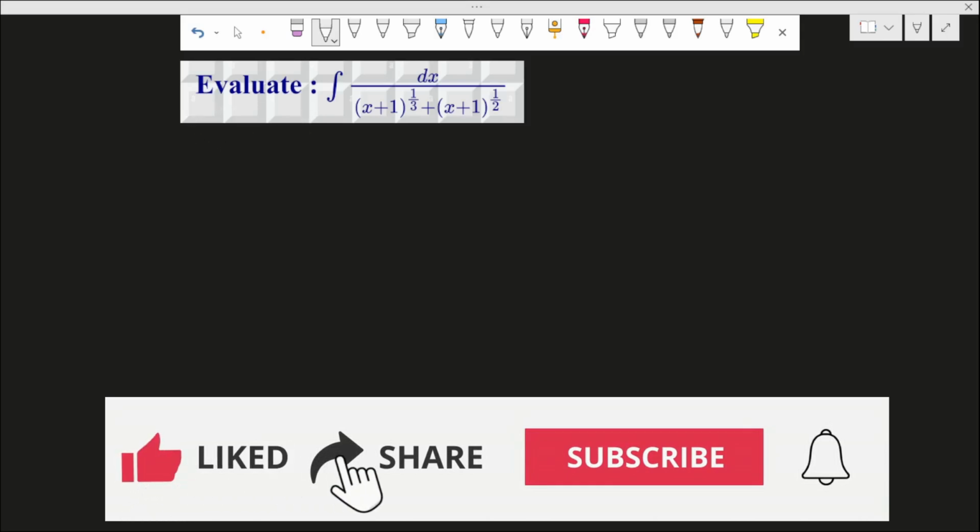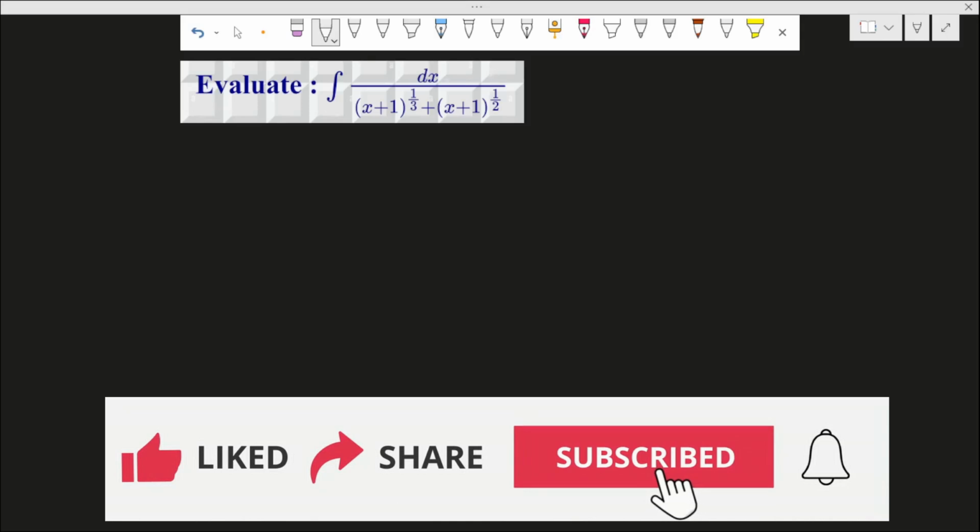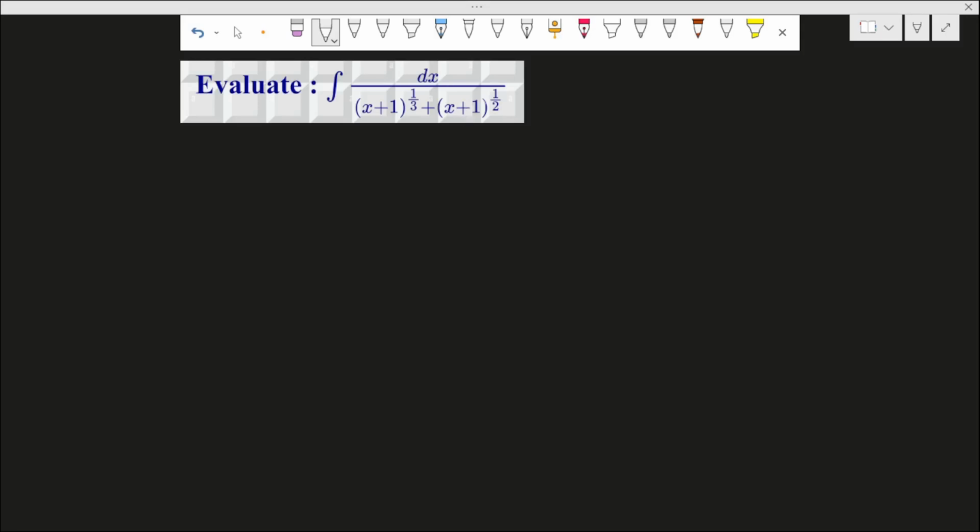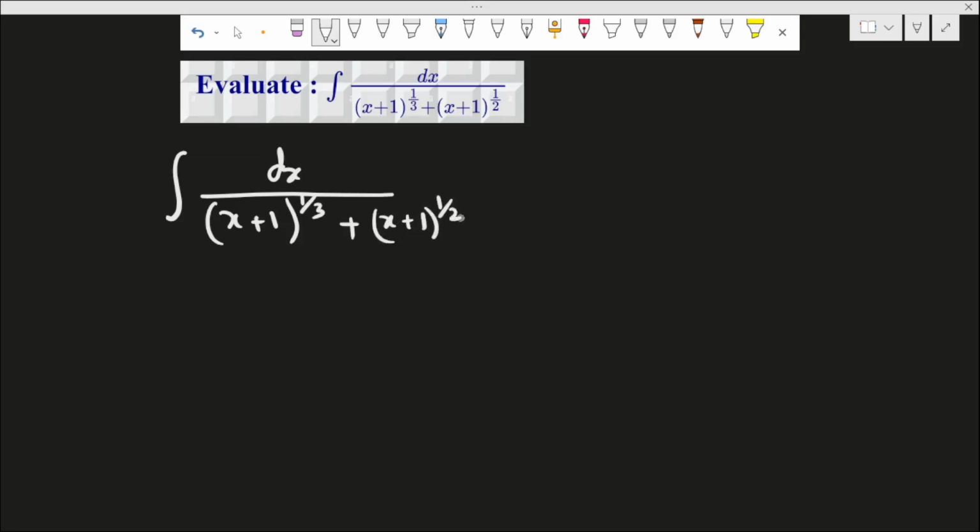Question: evaluate the integration of dx by (x + 1)^(1/3) + (x + 1)^(1/2). First write the integration dx by x plus 1 to the power 1/3 plus x plus 1 to the power half.